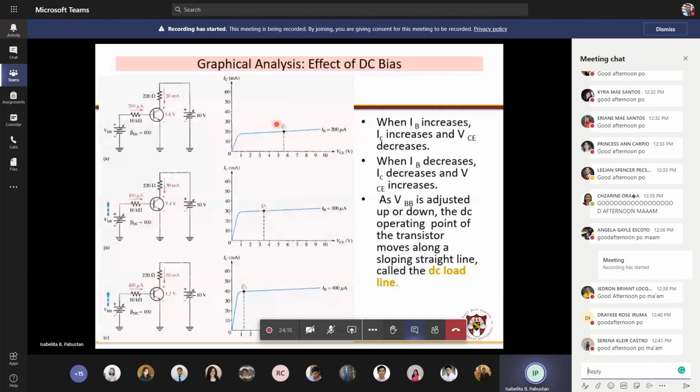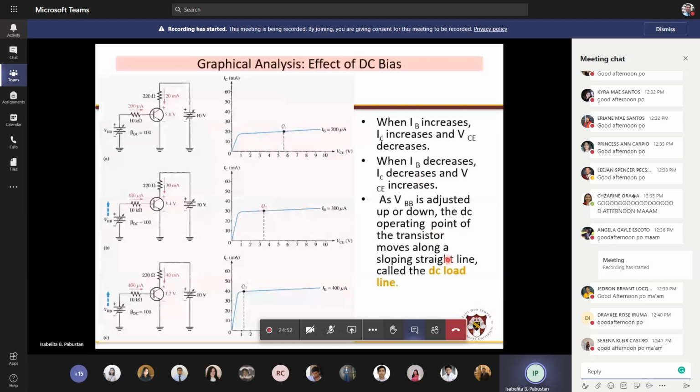Now, you will notice that for an increase in IB, there is an increase in IC, but you will notice that your VCE decreases. Okay? So, tandaan niyo yung behavior na. Syempre, yung kabaligtaran naman, when IB decreases, IC decreases, and VCE, that is the voltage across the collector emitter, increases.